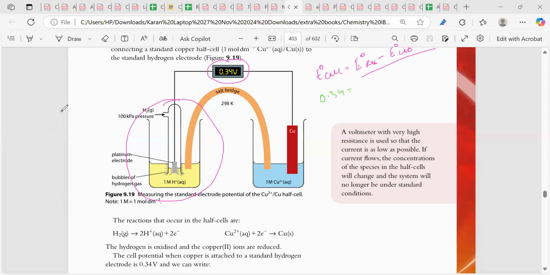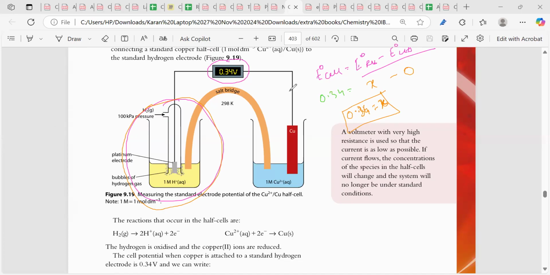Now, what is the standard hydrogen electrode? Zero. Is it clear? This is X. So what you are getting, 0.34, is equal to X. Is it clear?